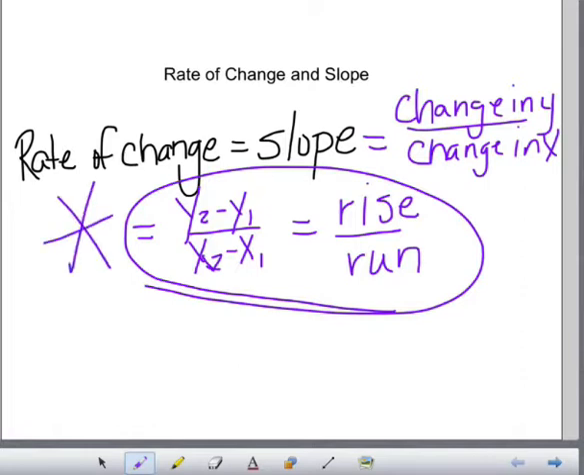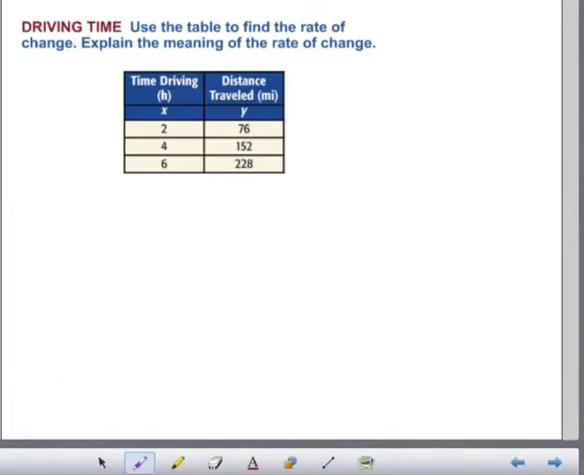Put big stars by them in your notes. You've got to know this formula, and you've got to know that slope is rise over run. I know they're not making sense to you right now, but stay with me, and they will as we go through all of this. All right, look at this first problem.